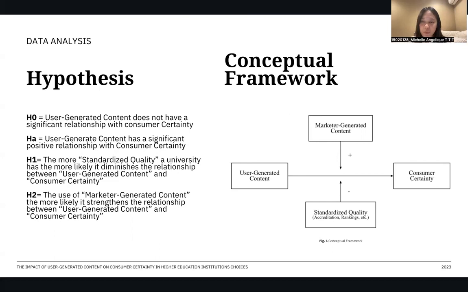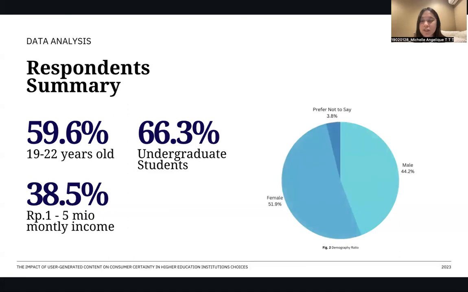With that, the survey is built upon the conceptual framework based on the four main variables into four sections, that is UGC, MGC, SQ, and CC. The result was a balanced proportion of male and female respondents, with a majority between the ages of 19 to 22 years old, undergraduate students with 1 to 5 million rupiah monthly income.